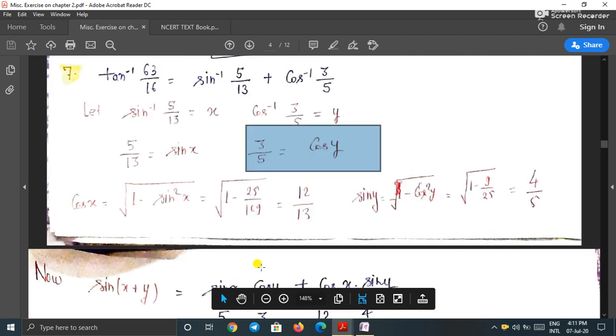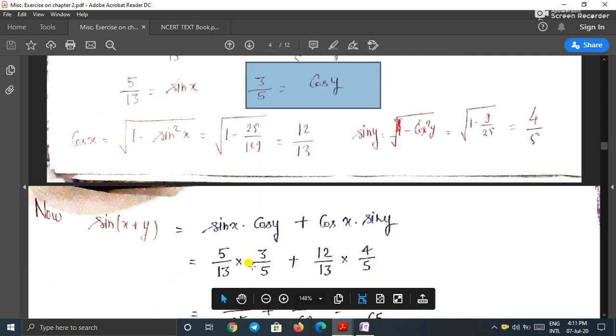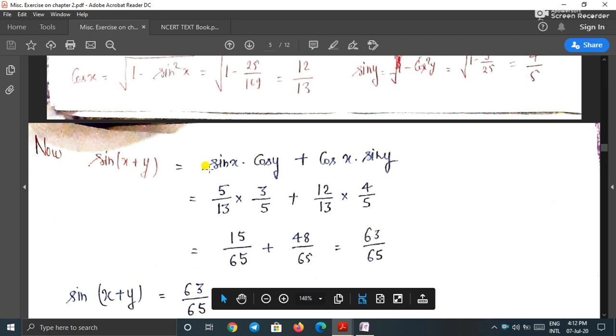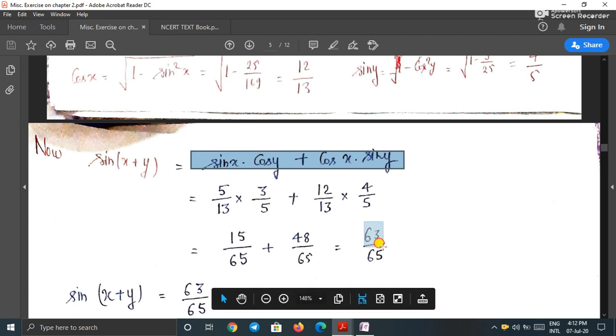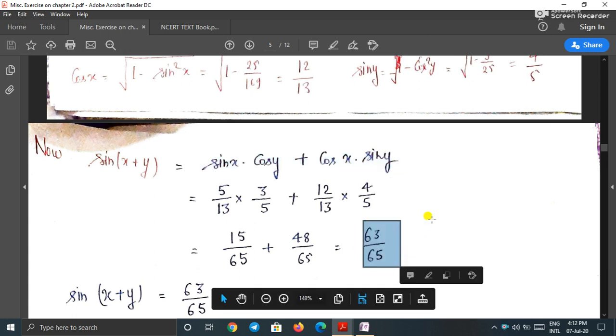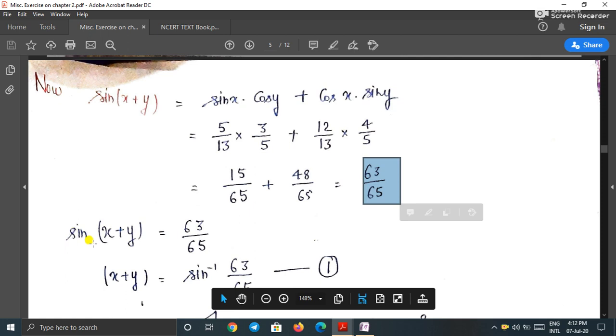Now apply one formula, sin(x plus y). You can also use the formula cos(x plus y). You can use any one formula, either sin(x plus y) or cos(x plus y). You are free. Sin x cos y plus cos x sin y. Now calculate it. After putting the values, you will get 63 upon 65. So the value of sin(x plus y) is equal to 63 upon 65.